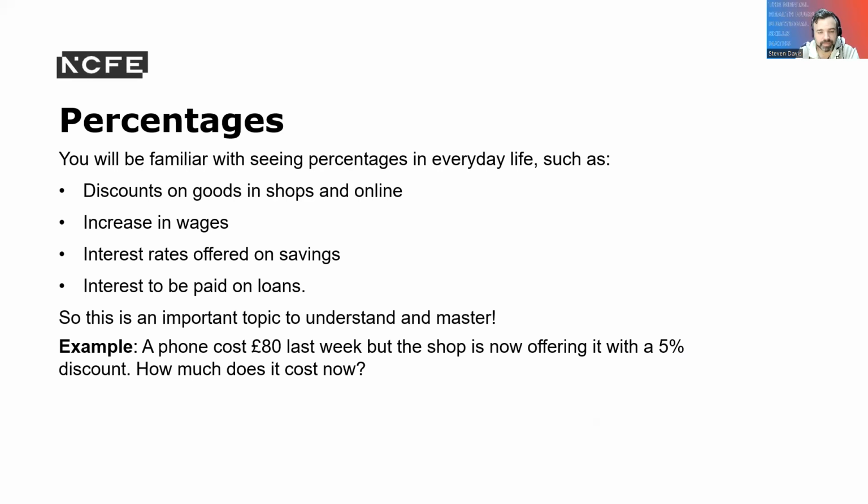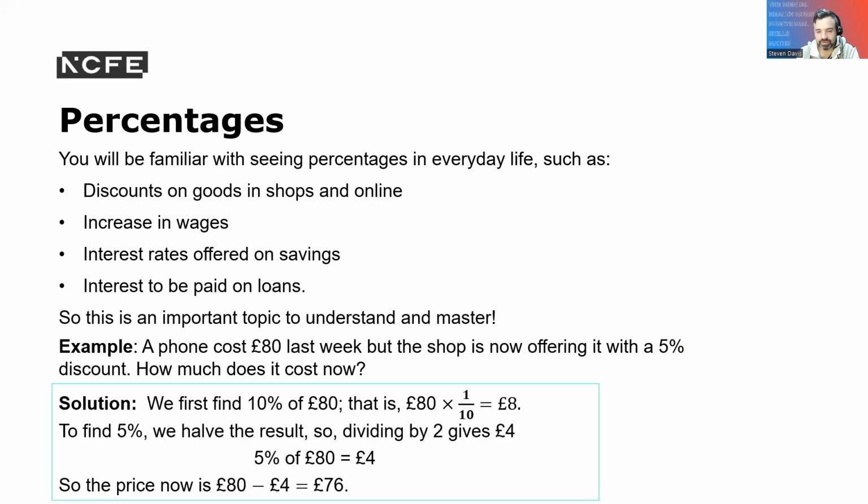Example: a phone cost £80 last week, but the shop is now offering it with a 5% discount. How much does it now cost? If you remember what we said last time, we would do 10%. So 10% of 80, drop the naught, is 8. Half the 10%, that's got to be 4, right? And then we do 80 minus 4, which leaves us with 76. So a nice straightforward percentage. We like them when they're straightforward.